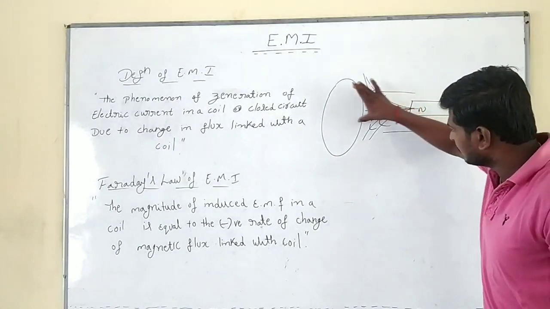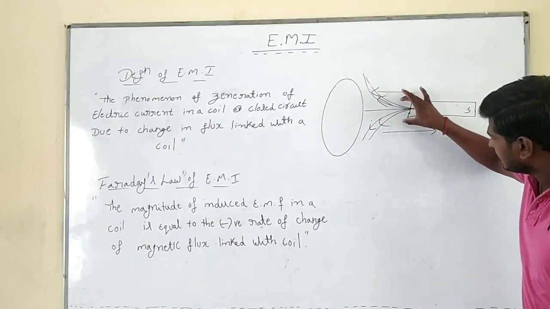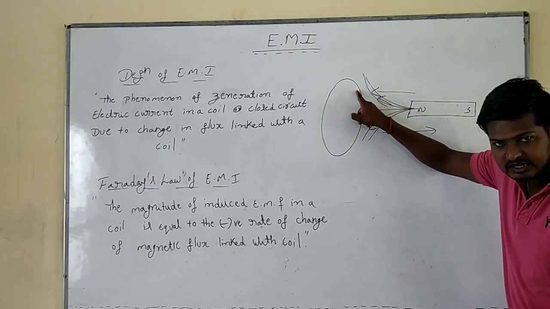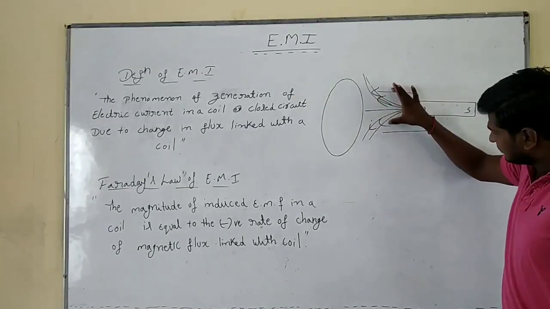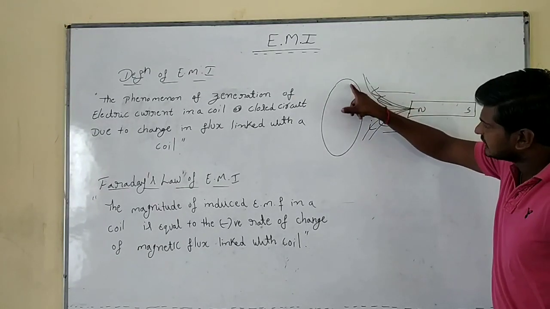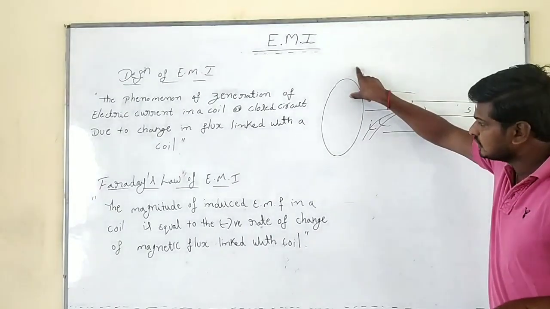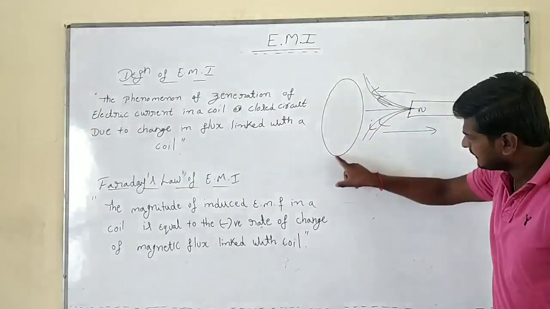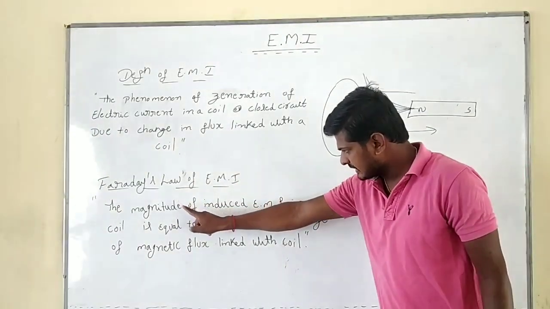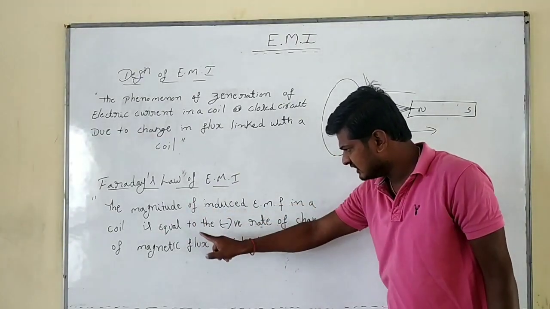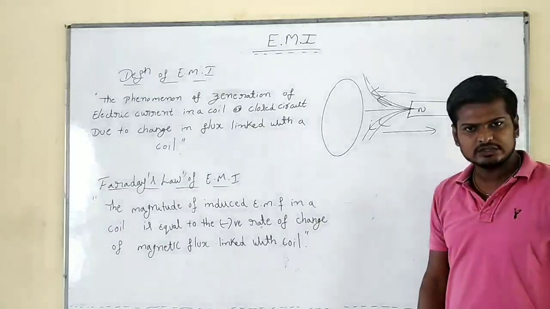Here, when the magnet moves faster, what will happen? The field lines are going to be cut by the coil in a short interval of time. Yes or no? When you move faster, the field lines are cut by the coil in a short interval of time. The flux change will occur in a small time interval. The galvanometer is going to show the deflection. That's why we say the magnitude of the induced EMF is equal to the rate of change of magnetic flux linked with the coil.